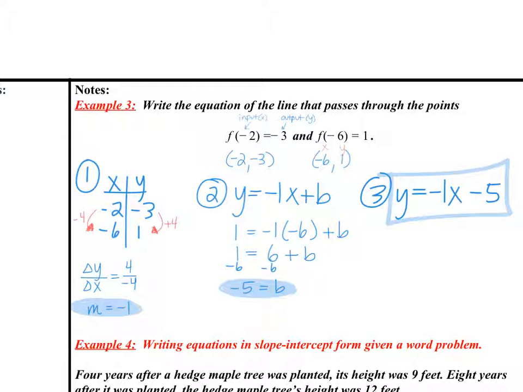The last one. Thanks for sticking with me. The last one is a word problem, but it is still an equation with 2 points. I need you to, as I read this, I'll read it twice. Listen for the 2 points, please.